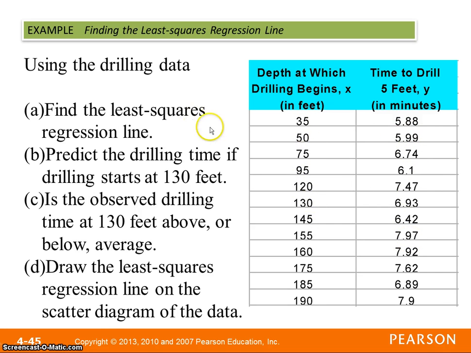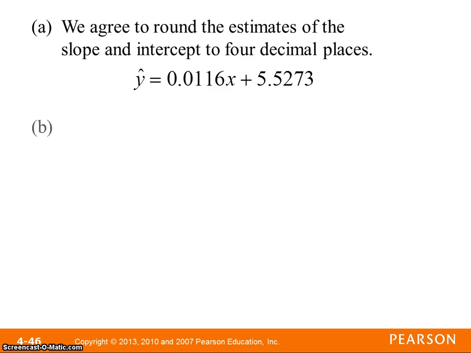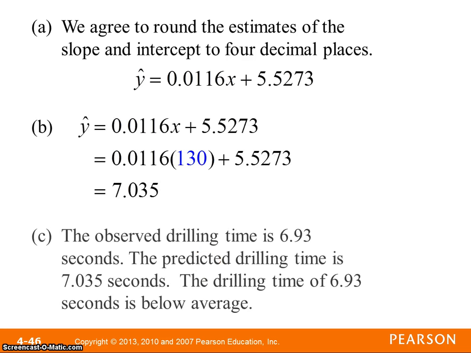So what we want to do here is find the least squared regression line, predict the drilling time if the drill starts at 130 feet, etc. Right? So parts A, B, C, and D. So let's look at the least squared regression line here first. So this will be the least squared regression line.